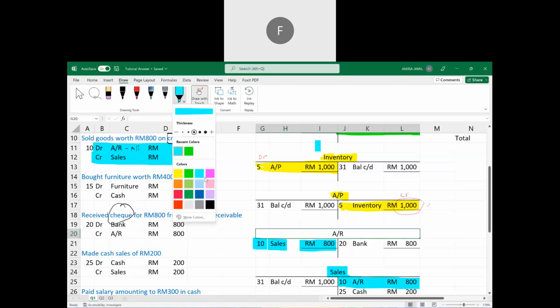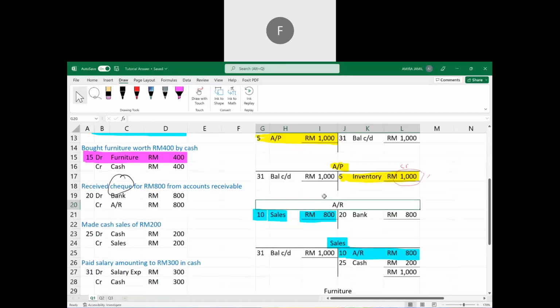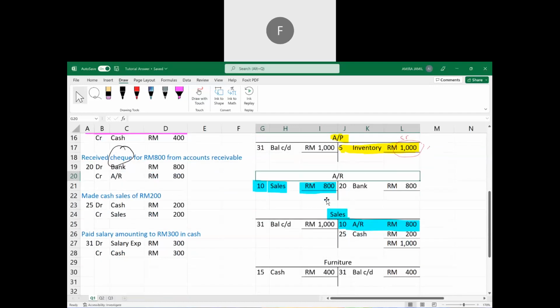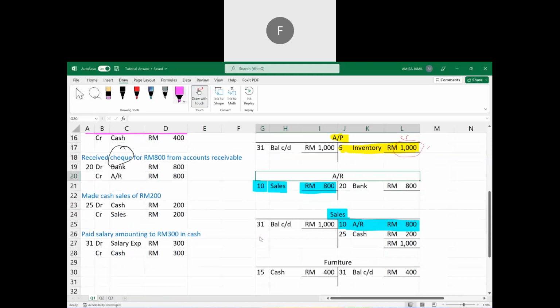Okay. And then warna apa pula? This one pink. Bought furniture worth 400 by cash. So you have to debit furniture 400. Kita belum ada account furniture, so you have to buka satu lah. Okay. Oh, sorry. Debit furniture 400. Di sini 15 hari bulan cash 400 debit, and then we have to credit cash 400.